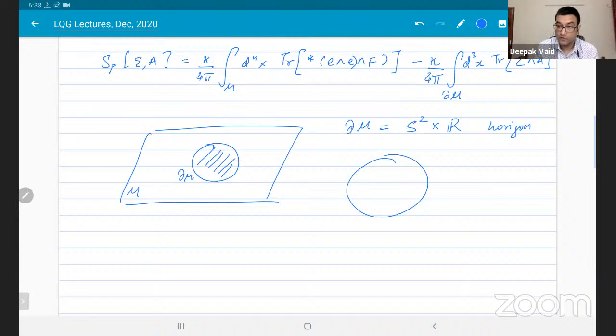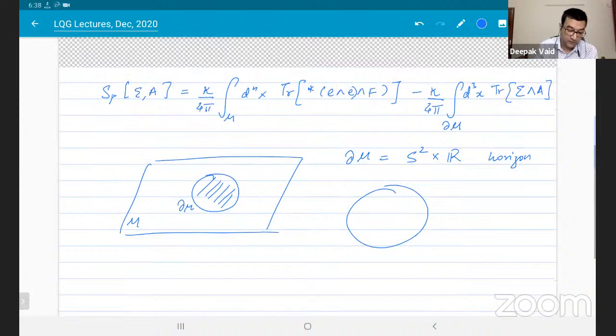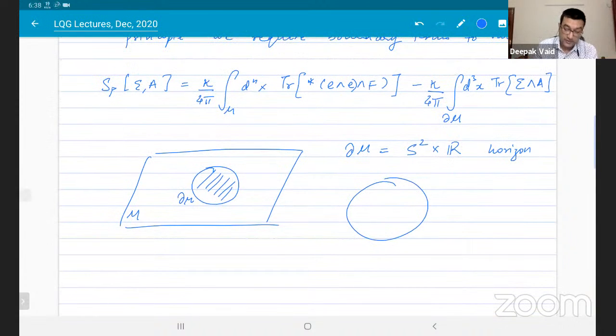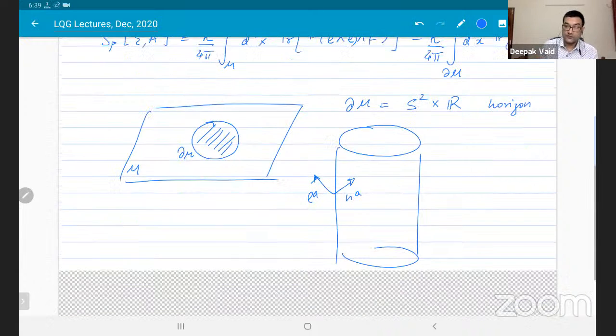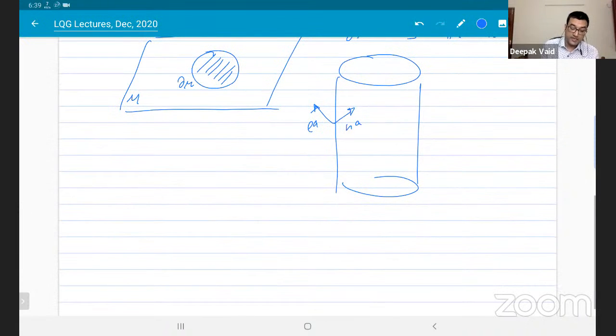Now, any null surface in 4 dimensions, and we are in 4 dimensions right now, we haven't done the 3+1 split, this is all 4 dimensions. So in 4 dimensions, the way you characterize this horizon, maybe I'll draw it as a cylinder instead, is that it is a null surface and it has 2 null normals. Any null surface has 2 null normals. We'll take both of them to be future pointing, and one goes inward and one goes outward.